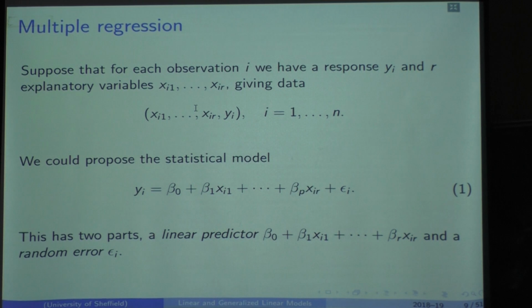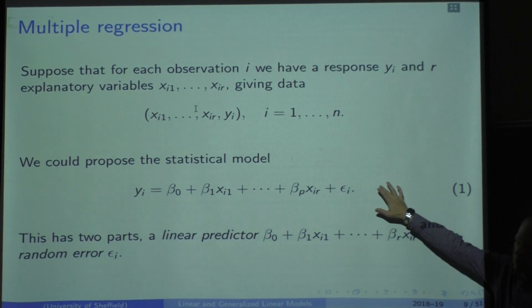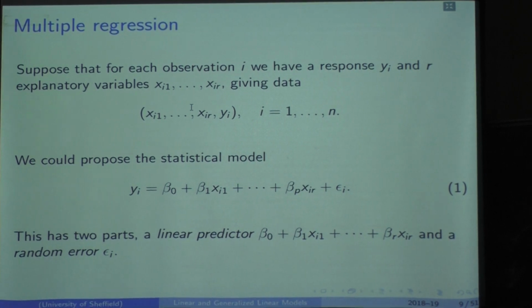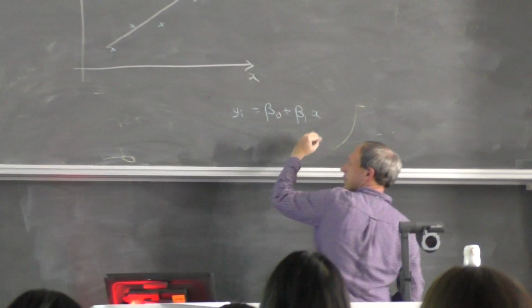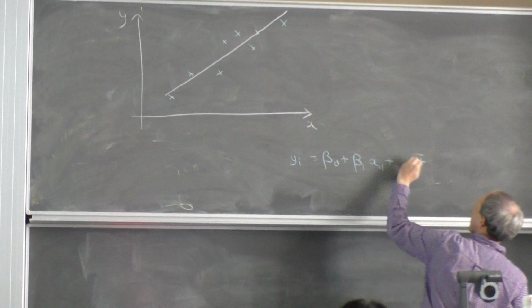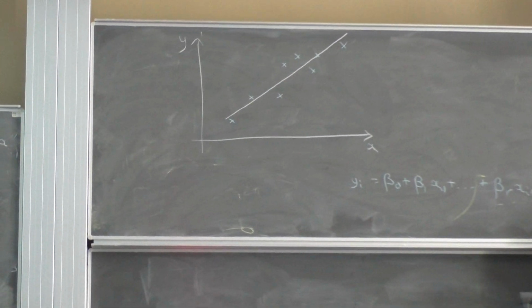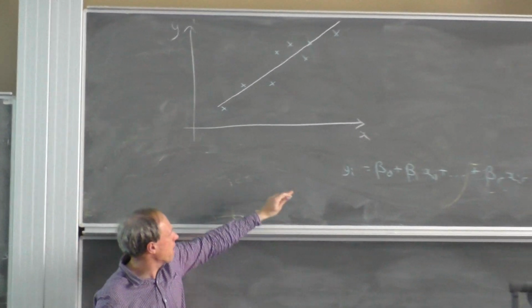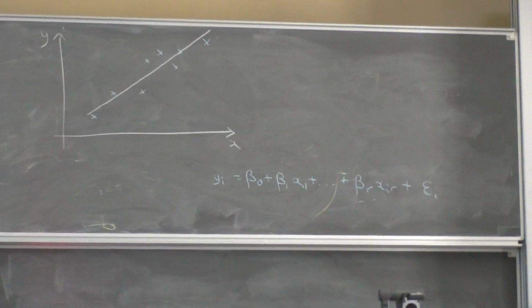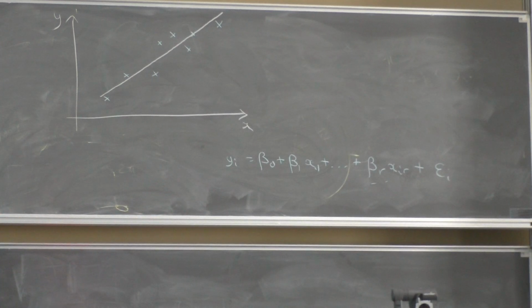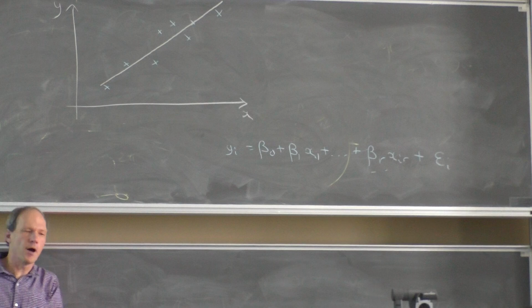Okay? So this form here is in two parts. So I'm going to write it again on the board over here. So we've got yi is beta naught plus beta 1 xi1, and so on up to beta r xir, and then we've got epsilon i. So this is going to be our form for a standard linear model. Can everybody see that chalk colour okay? Okay, so this is in two parts.